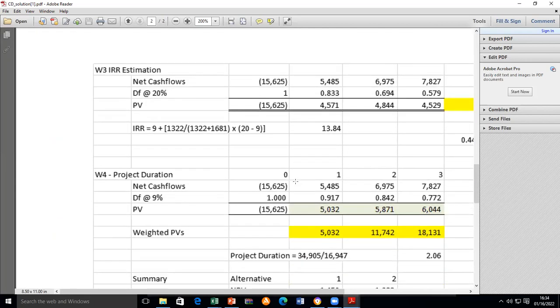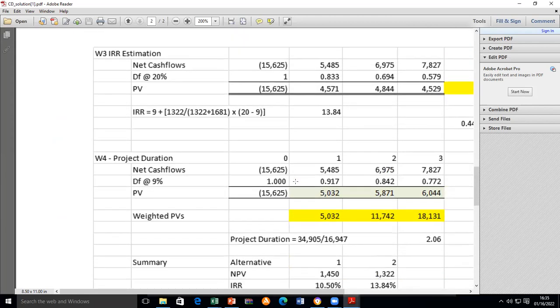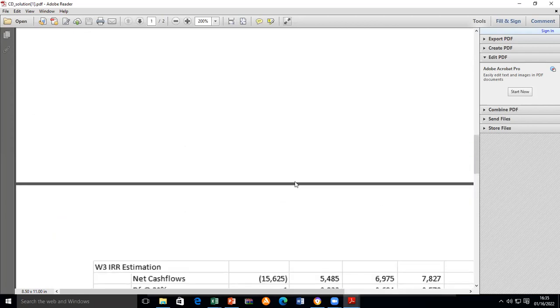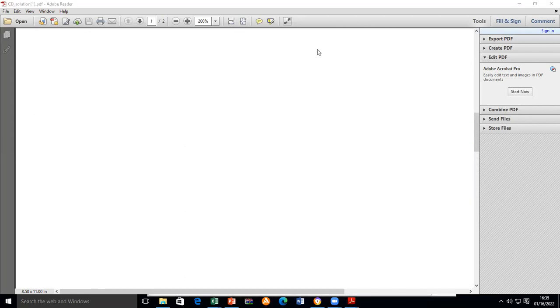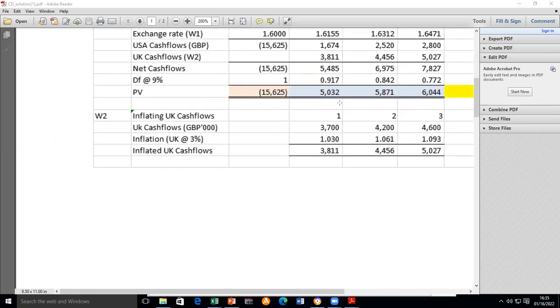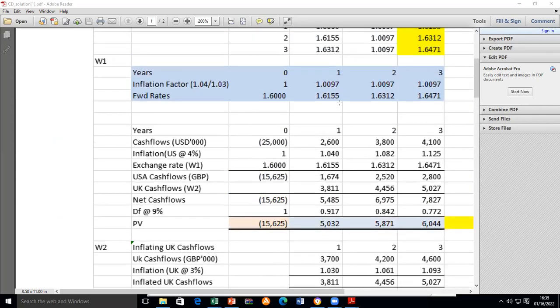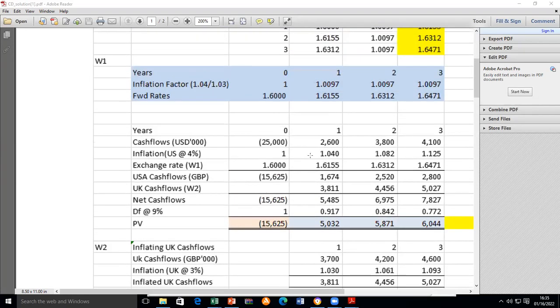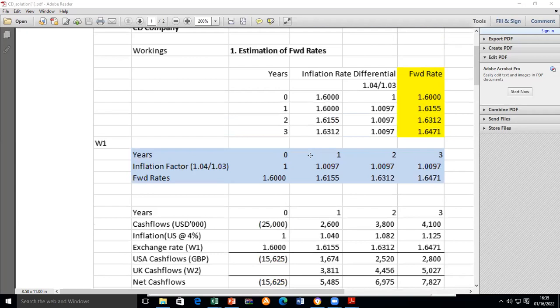Did you manage to find the payback? Did you manage to find the internal rate of return? Remember where we ended? We ended up here. That's where we ended up.